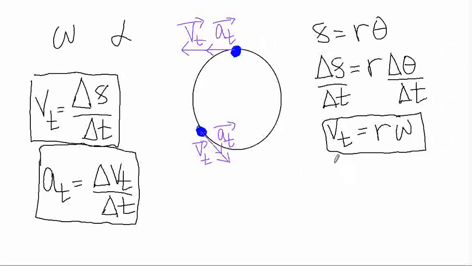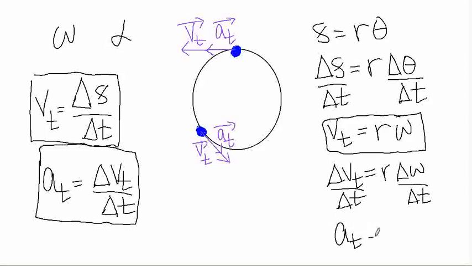Or rewrite the equation, I mean. So delta Vt is equal to r times delta omega. That's true for motion along a circle with a constant radius, constant r value. Okay, so now let me divide both sides by delta t. The left side is what I called a sub t, and the right side is r times the definition of alpha. Okay, so those are some important equations that you need to know.